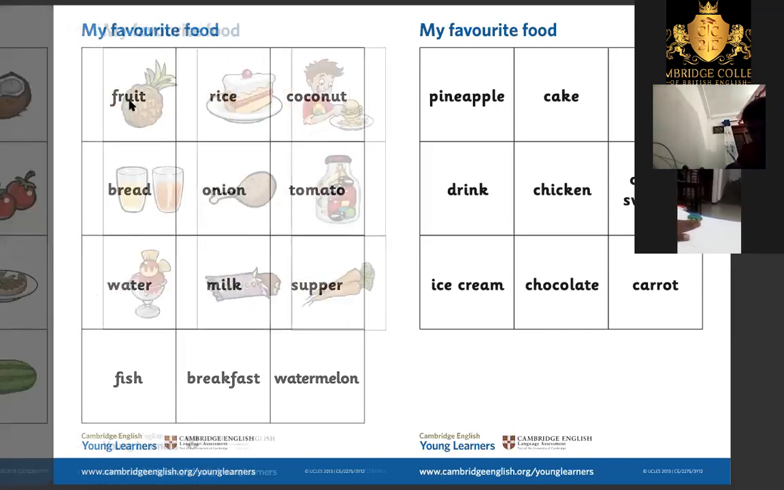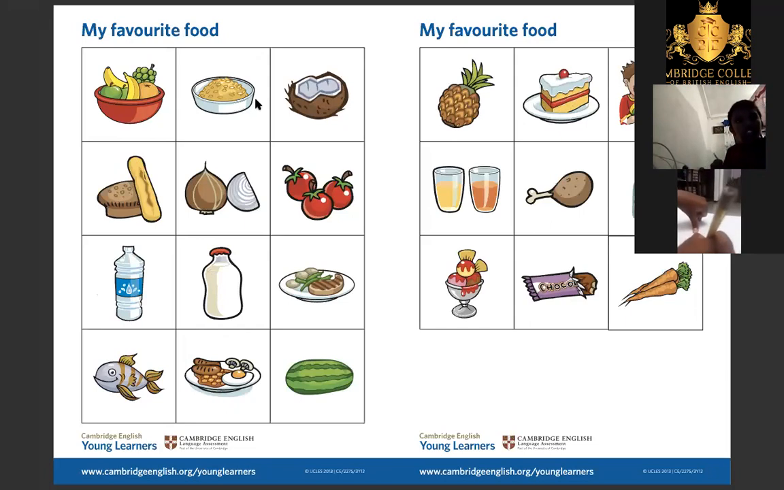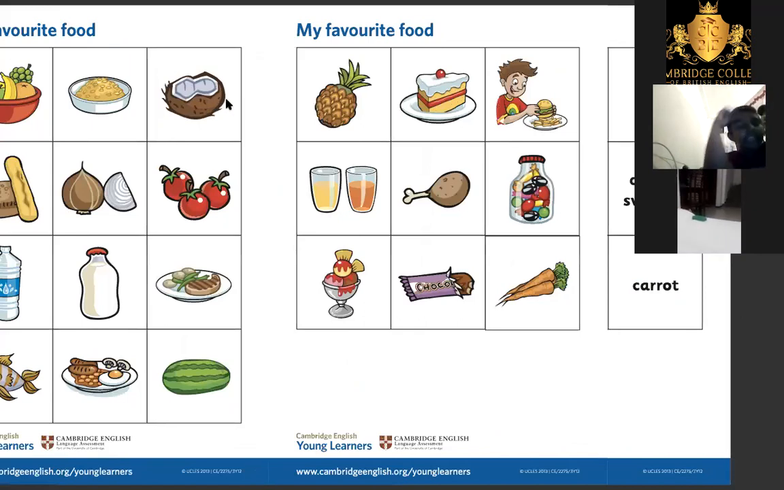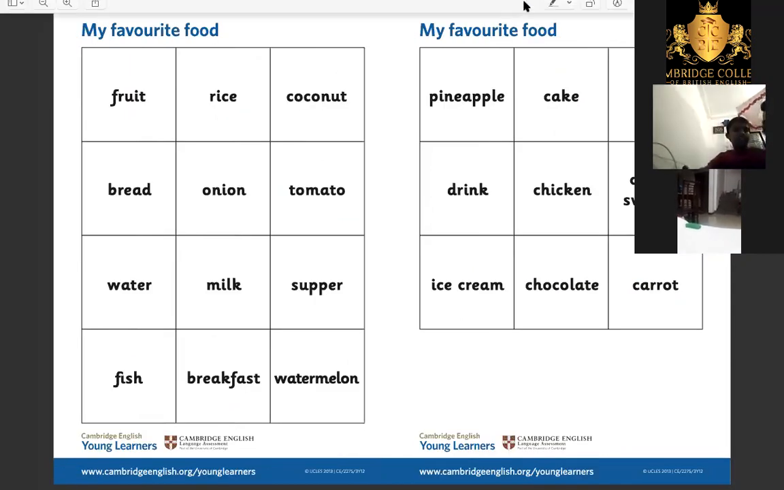Have you finished? Next one is rice. Rice. Then write the word rice. R-I-C-E, rice. Good. R-I-C-E, rice.